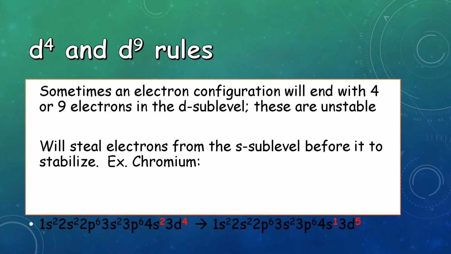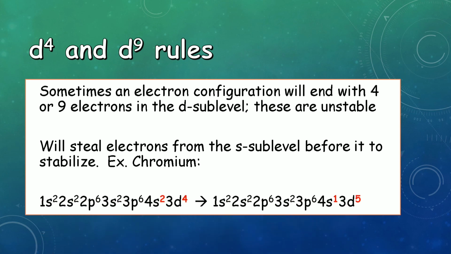Example po, yung chromium. Chromium has a configuration of 1s2, 2s2, 2p6, 3s2, 3p6, 4s2, 3d4. Kung mapapansin nyo dyan, naka-highlight yung electrons ng 4s2, 3d4. Kasi yan ang gagalawin natin to make it stable. So, sabi kanina, we need to steal 1 electron from the sublevel before it to stabilize. So, para maging stable yung letter D, kukuha tayo ng isang electron mula doon sa katabi niyang S sublevel. So, magiging ang configuration ng chromium ay 1s2, 2s2, 2p6, 3s2, 3p6, 4s1, 3d5.